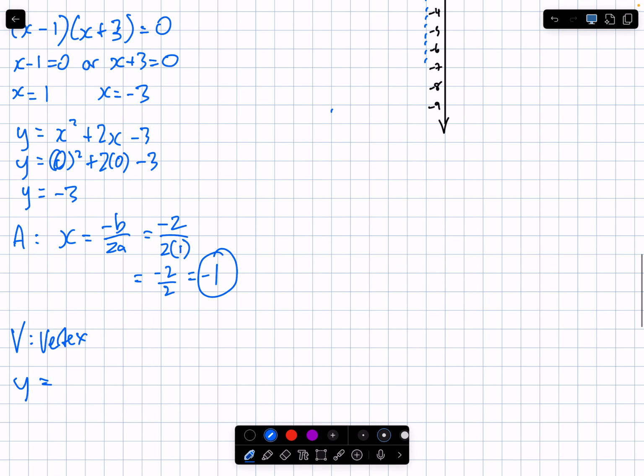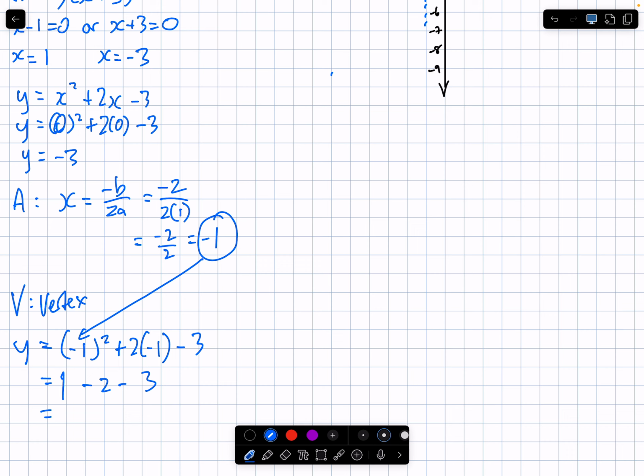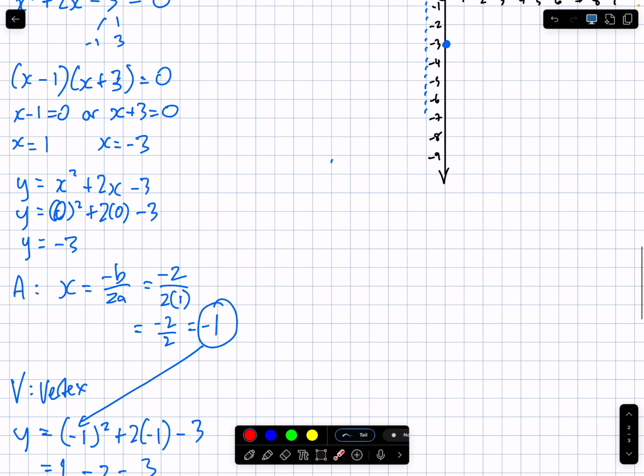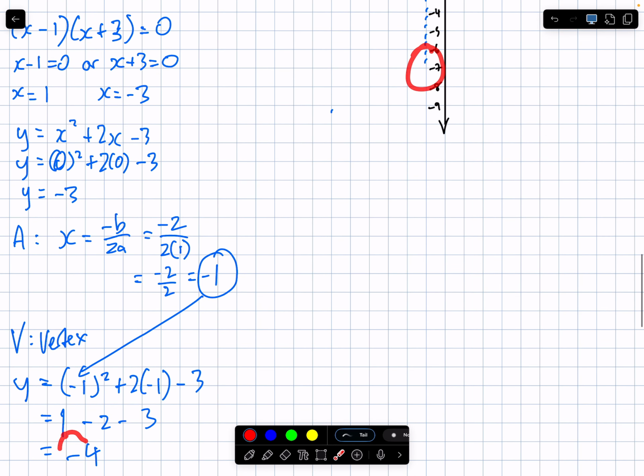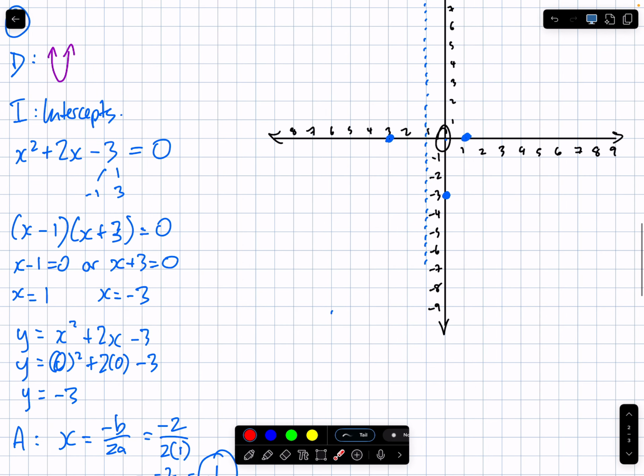And that asked me to put this back in the equation. So y equals x squared. It's going to be negative 1 squared plus 2 lots of negative 1, take 3. What's negative 1 squared? 1. What's negative 1 times by 2? Take 3. What's 1 take 2? Negative 1. Take 3. Negative 4. So what is that telling you? On the axis of symmetry, which is that x is equal to negative 1, y is going to be negative 4.